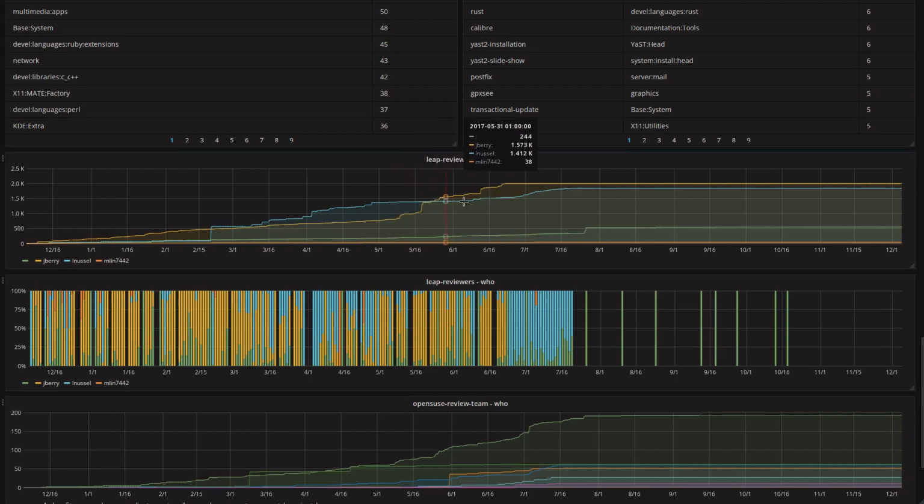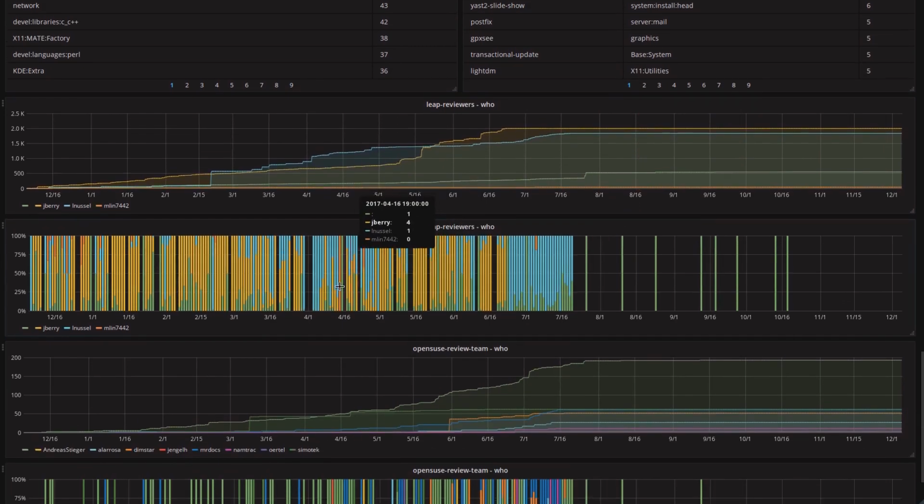So again, those Leap reviews we were talking about, you can see who actually did the reviews. Pretty much the majority of them were done by myself or Ludwig, and then Max is there as well. And we were pretty much the two that were working on those reviews anyway. So that's what you should expect for this cycle.